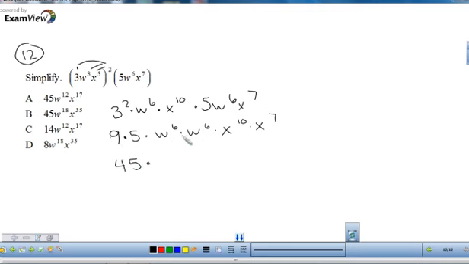W to the 6th power times W to the 6th power is W to the 12th. We're adding the exponents. Remember, this means W times itself 6 times. And this also means W times itself 6 times. So we have a total of 12. And then finally, we have x to the 17th. Once again, we're adding the exponents.